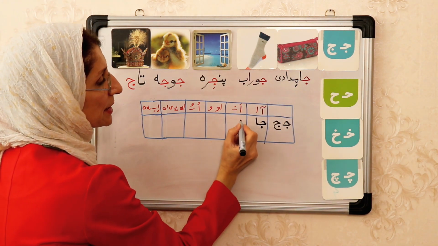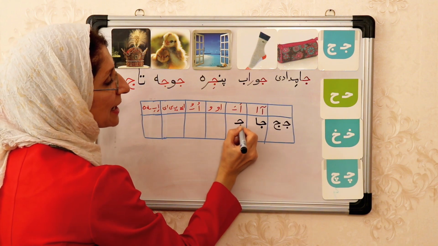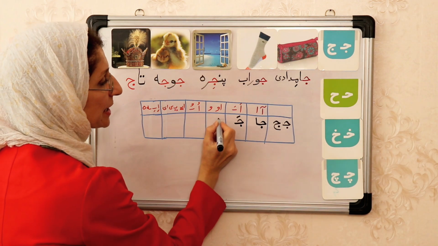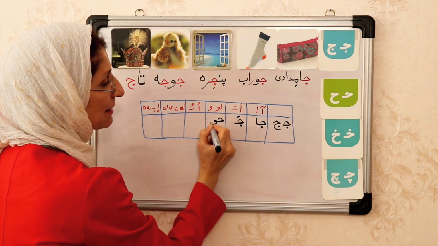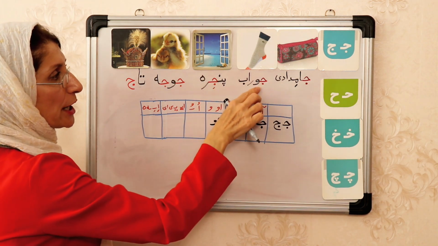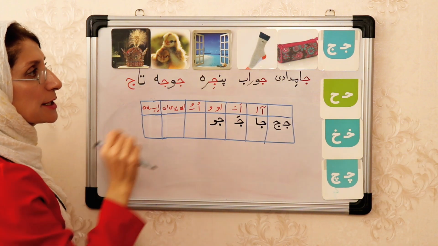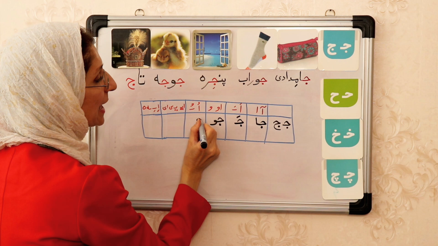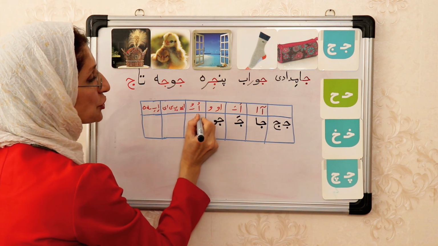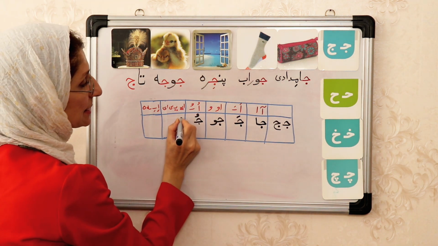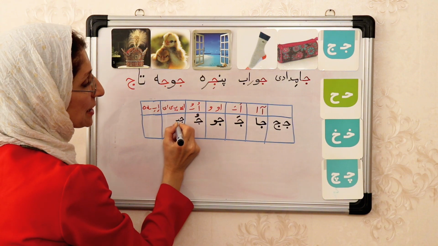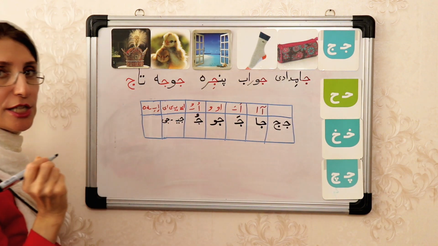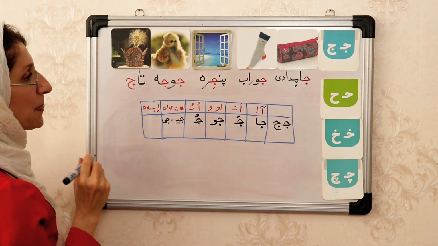J and A, we have ja. J and U, we have ju. Ju like جوراب, socks, جوراب. For J and O, we have jo and J-E, and J-E.